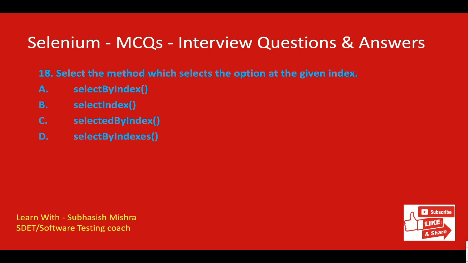So the next question is, select the method which selects the option at the given index. Select by index, select index, selected by index and select by indexes. So you know the answer is select by index here. Select by index method is used to select the options at the given index. So remember it, select by index. Let's move to the next one.